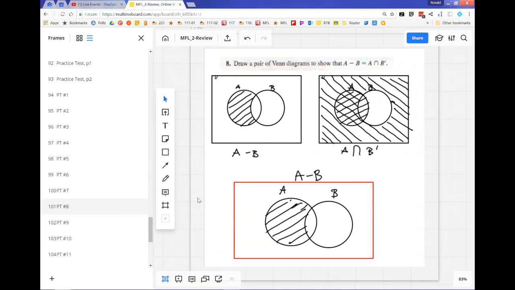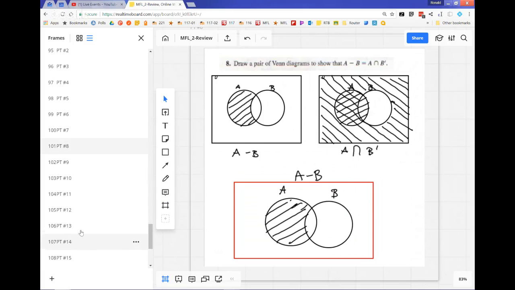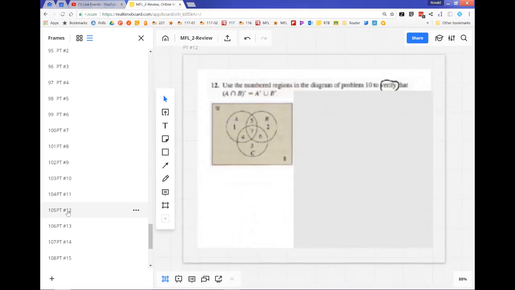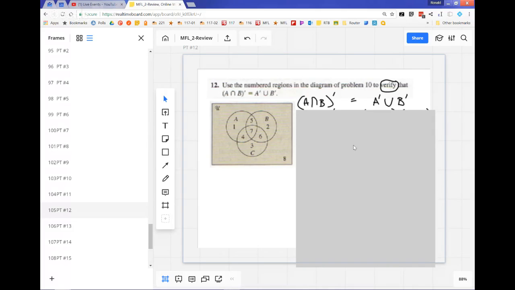Okay. Then I have a number 12. Go over number 12. So this is kind of nice because I think when they have the number diagram, it's a little easier working with numbers than with the diagram. So anyway, here's what I'm trying to show. That's just the problem. That's what they've asked me to show.